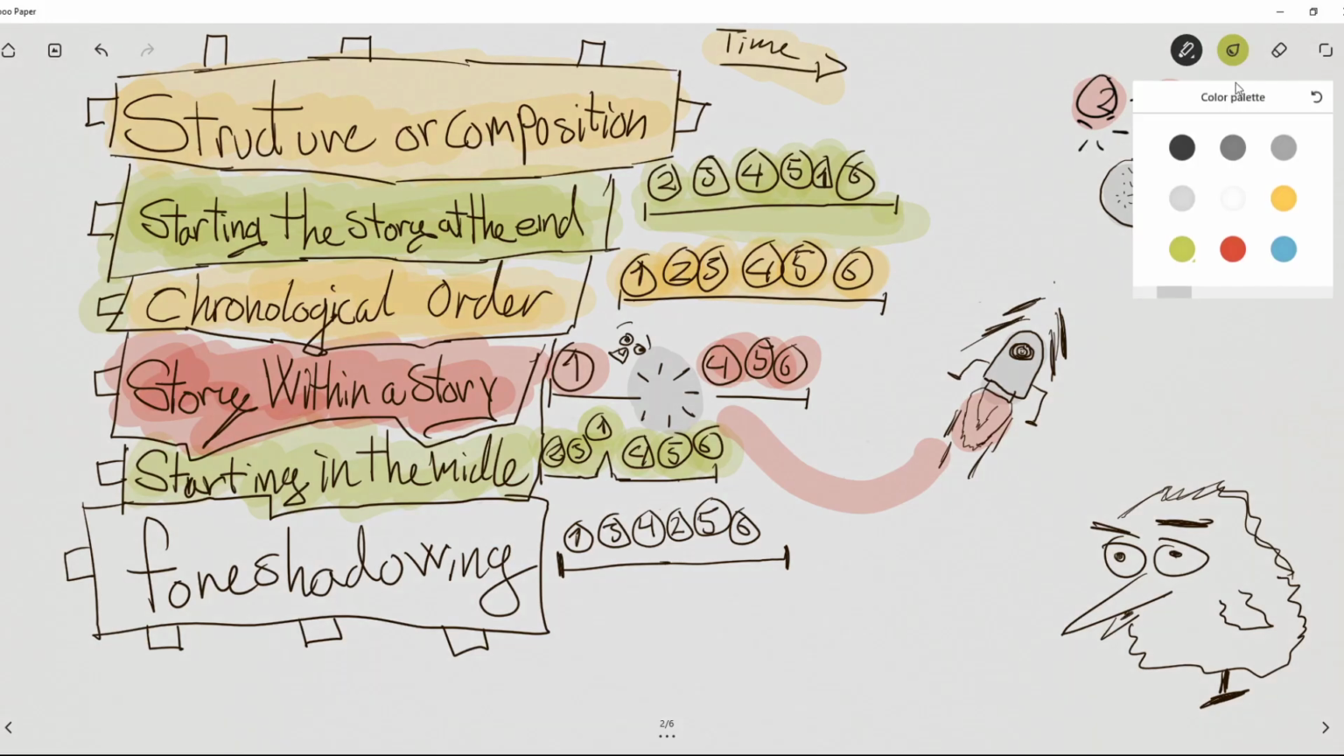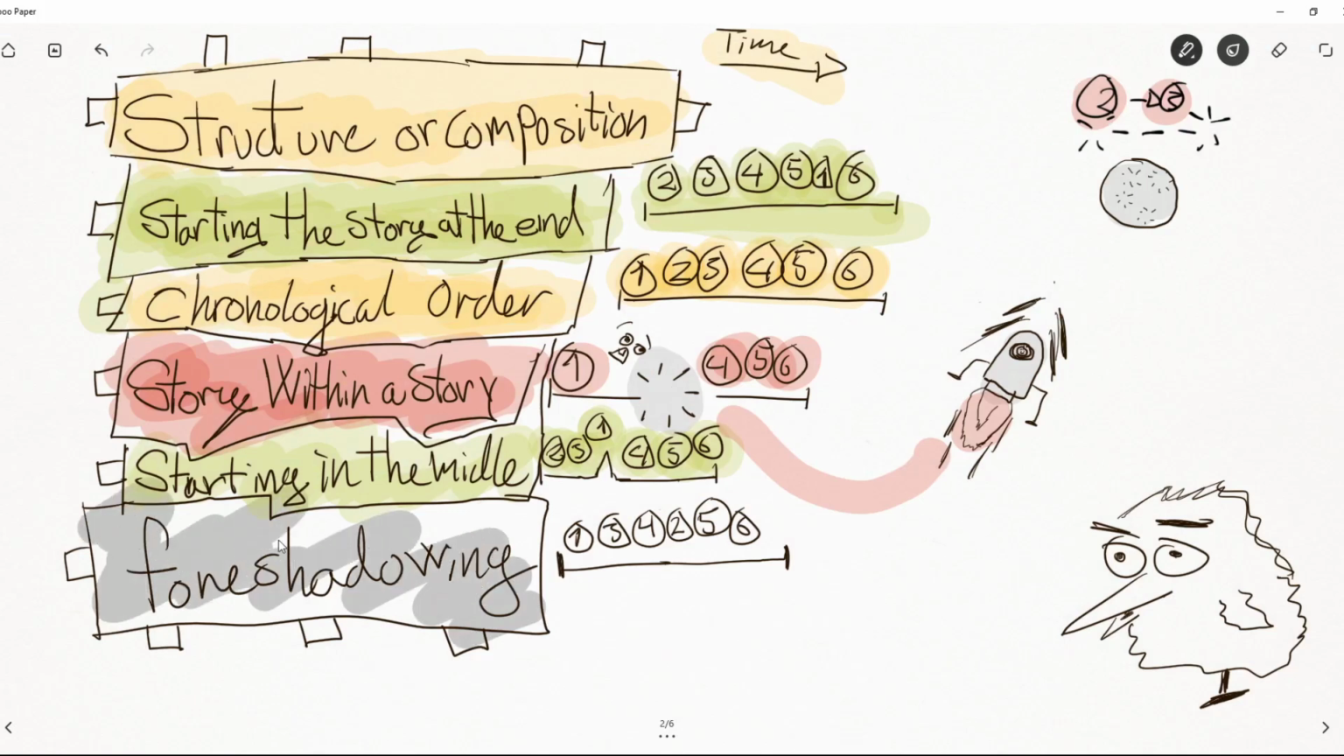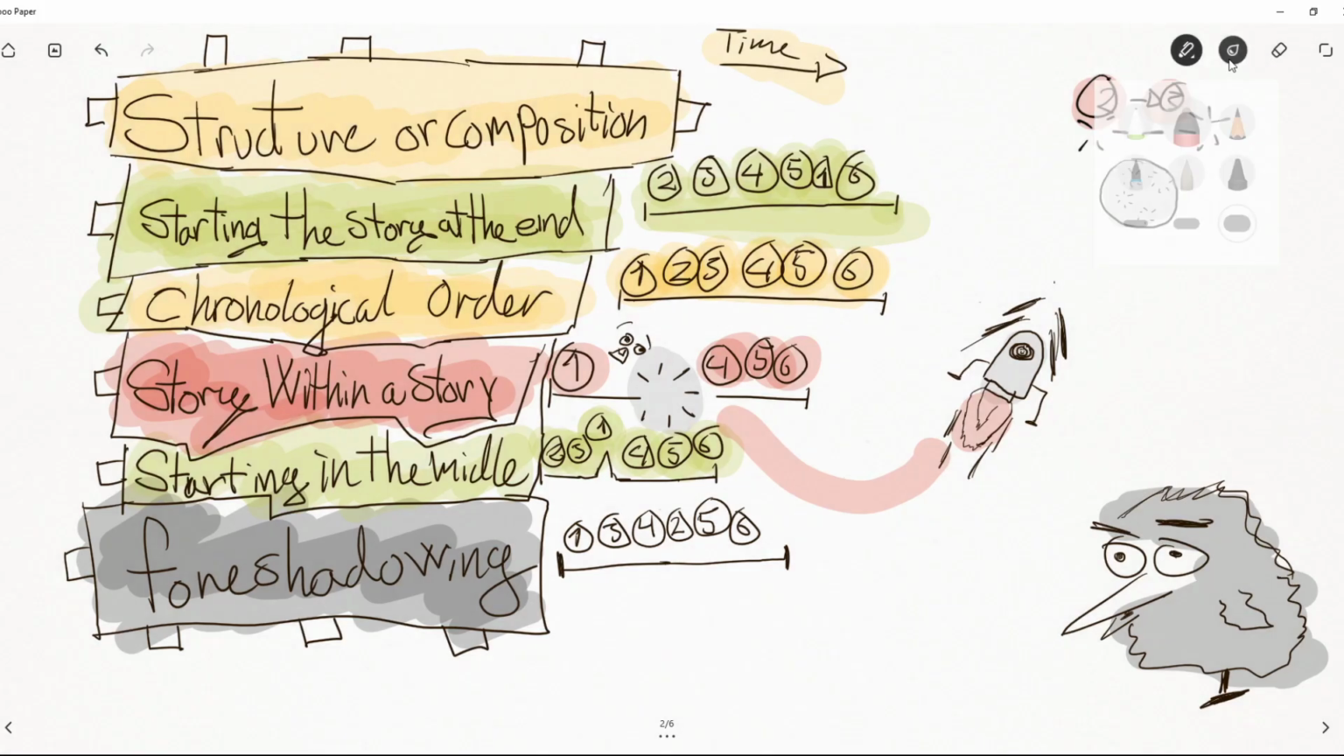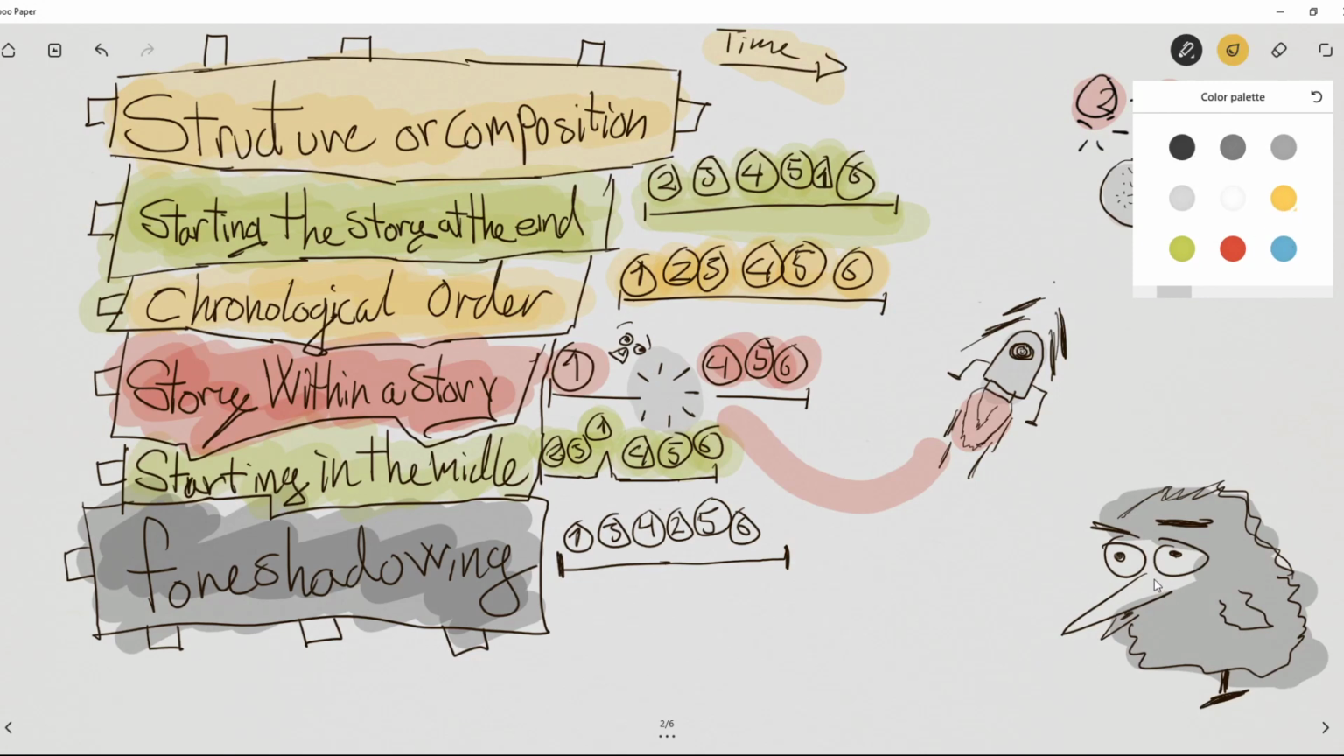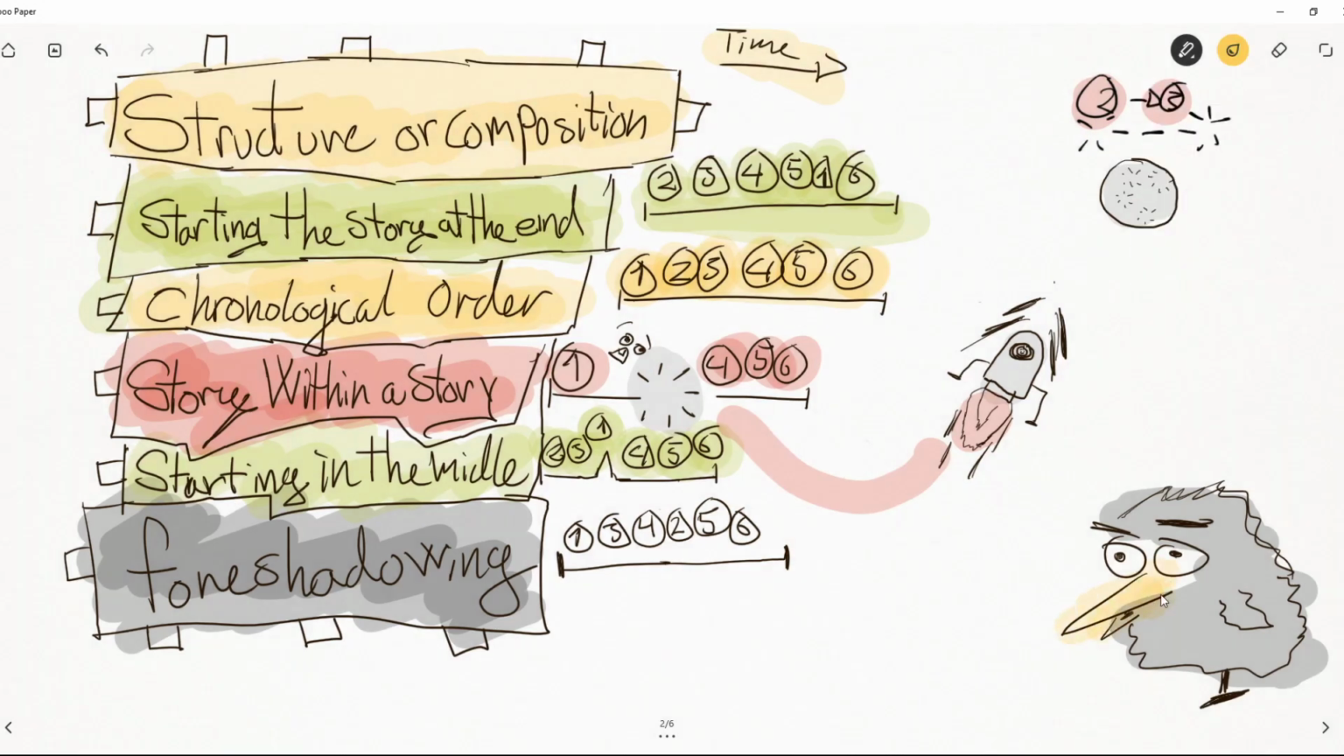And then we have the final one, and that is foreshadowing. Foreshadowing is also a way to structure or compose your story, and one example of this is this guy. We'll get back to him. He just appears right now. I have no intention to explain what this is. Actually, I don't remember, but we'll get back to that shortly.